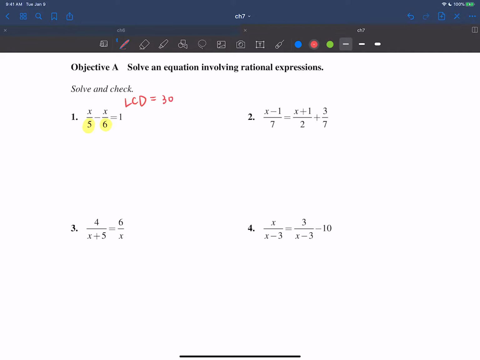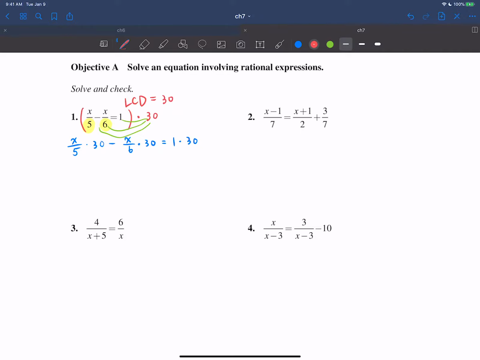Once you find the LCD, you simply multiply the entire equation by this LCD. Make sure you distribute this 30 into every single term in your equation. We have 3 terms right here, so you're going to distribute this 30 3 times. Now let's distribute. x over 5 times 30 minus x over 6 times 30 equals 1 times 30.